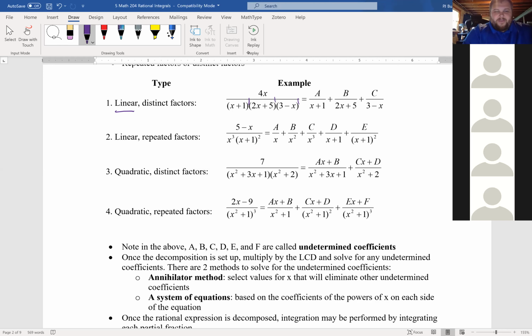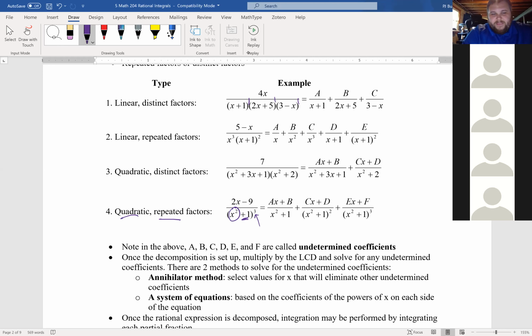Then again, these are distinct because they're all to the first power. And then finally, we have quadratic and repeated. So they're quadratic because they have x squared plus something else, and the whole thing is to another power. So that's repeated.